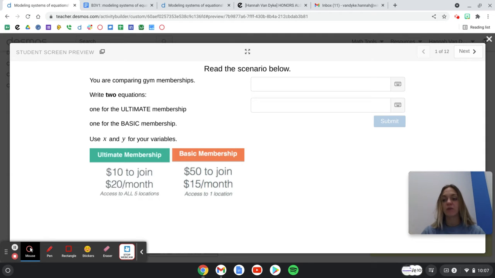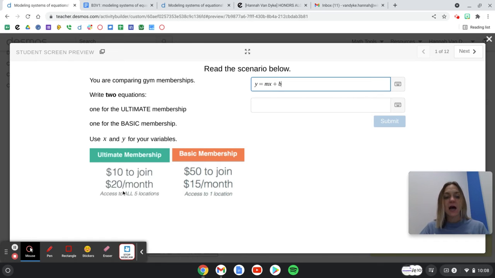So usually whenever we write an equation, Y is going to tell us something about money, especially when the equation has to deal with money. And X is going to tell us how many of something, and we have to think, what is that how many that it could tell us, what changes in our scenario. So we're going to use Y equals MX plus B, and we're going to do our ultimate membership first.